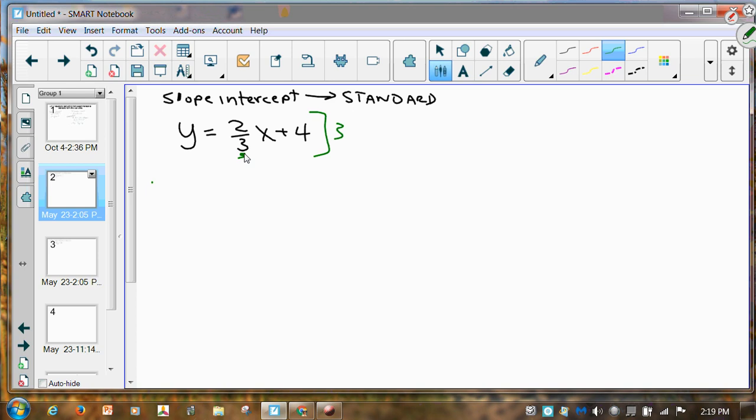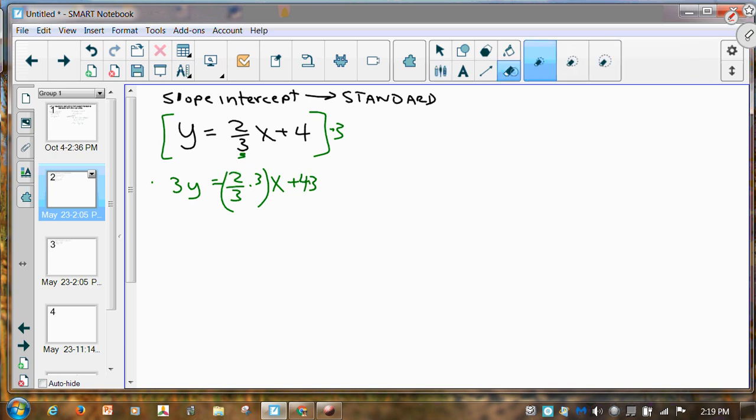Just to remind myself that I'm working with both sides, I'm going to put this 3 up here, and we're going to multiply this entire equation by 3. So 3 times y is 3y. 3 times 2/3 is equal to 2/3 times 3, which is 2, times x, and plus 4 times 3. Remember, we have to multiply. Let me unsqueeze that a little bit, somehow that 4 didn't pick up the first time very well. Plus 4 times 3.